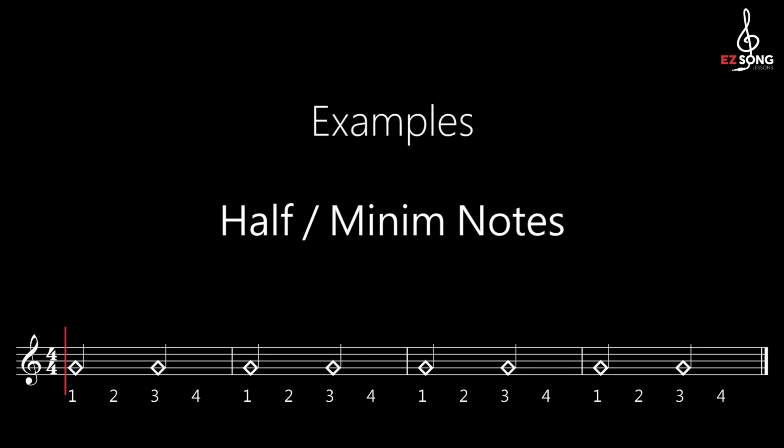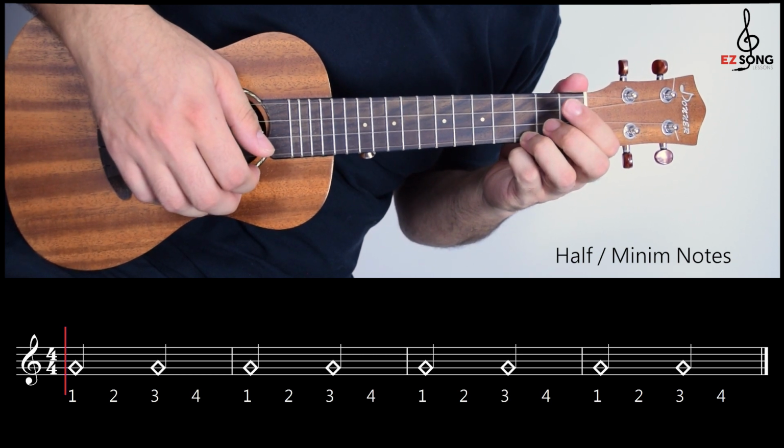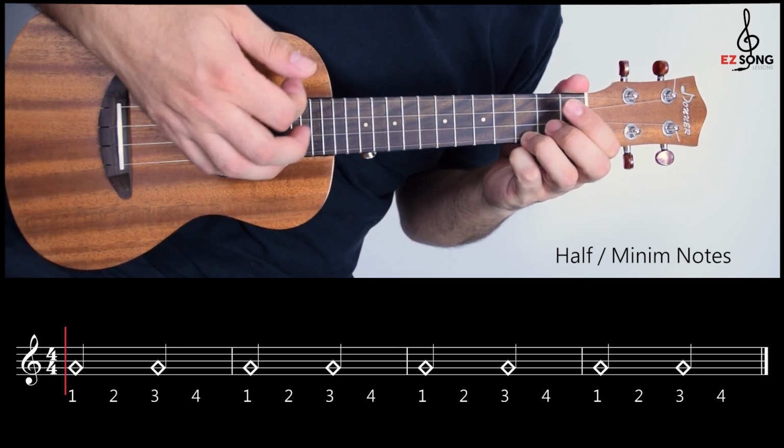In the following example, the C chord needs to be strummed 8 times, and each time it has to ring out for 2 beats. So, strum on the first beat and hold the chord down for 2 beats. Then strum again on the 3rd beat and hold for another 2 beats. Repeat this 3 times. 1, 2, 3, 4.